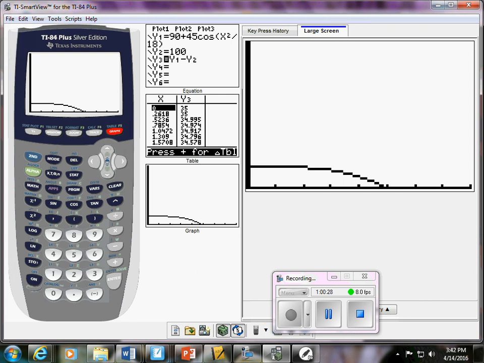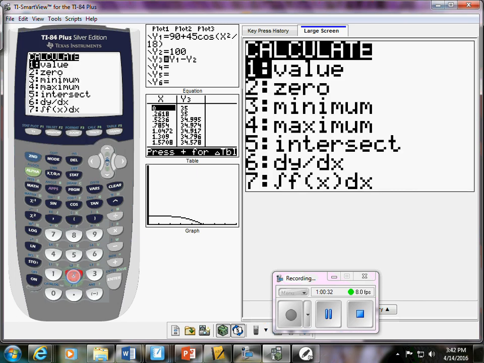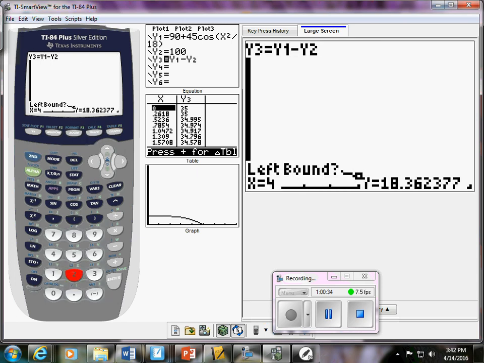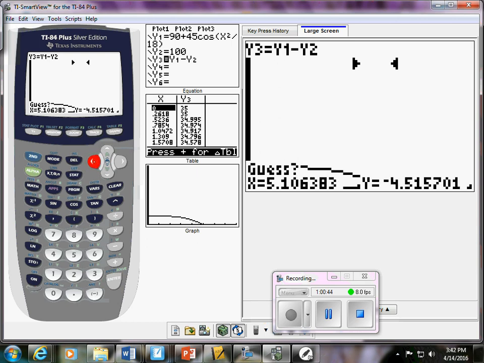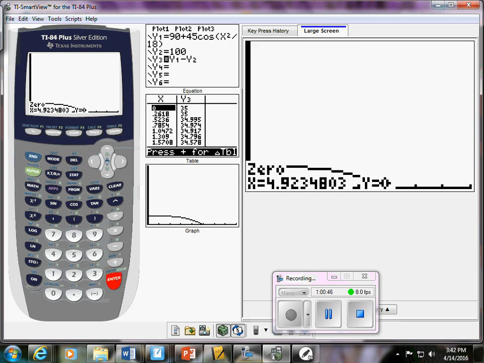We'll see if it works. I don't know if I went far enough. But you get the 0, second calc, option 2. Left bound, enter. Right bound, I've got to wait till the y's go negative. Okay, enter.